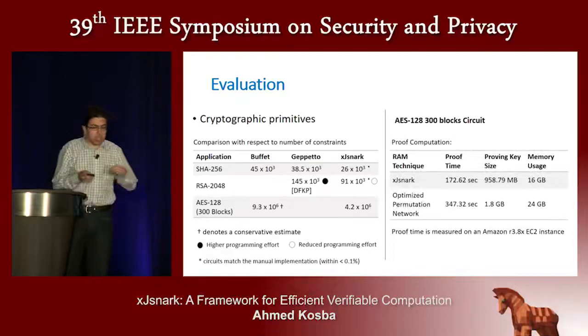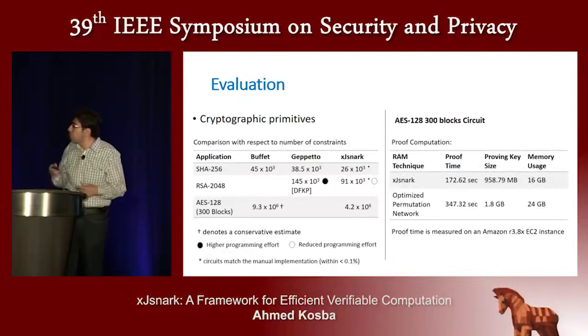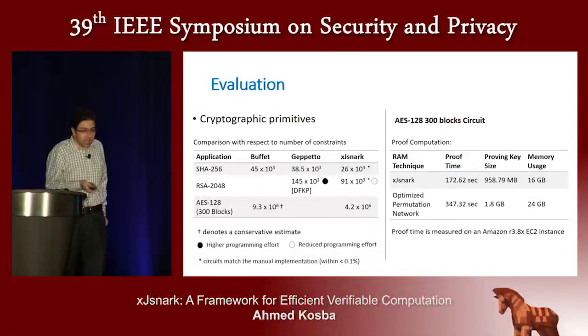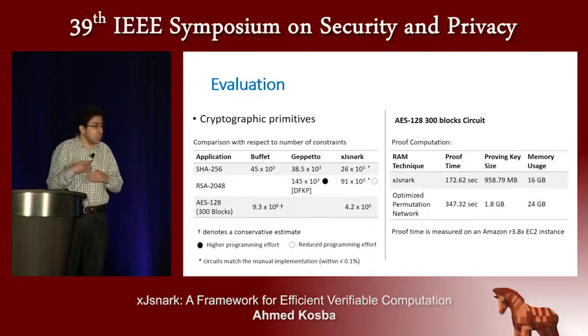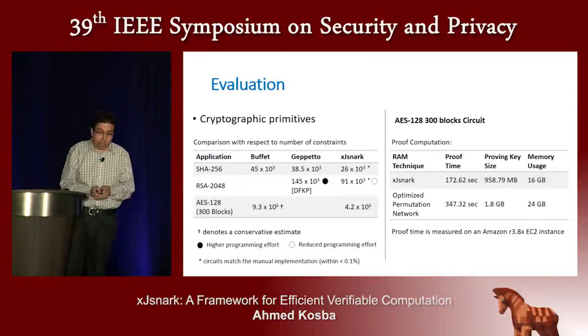And to give you also a sense of why these things are useful, here we compare the proof time, the proving key size, and the memory usage when we apply our optimization. So for example, for AES, when we apply it for a 300 block circuit, we see here optimizations on all of the different aspects, including the proof time, the proving key size, and the memory usage.